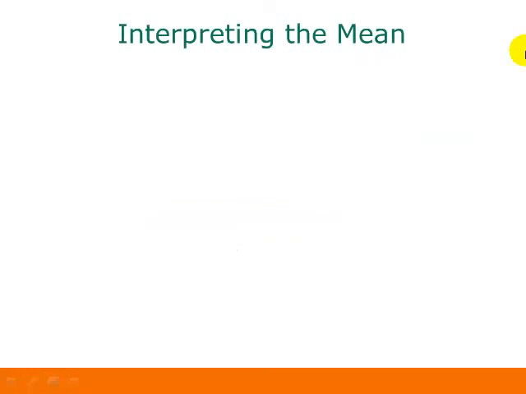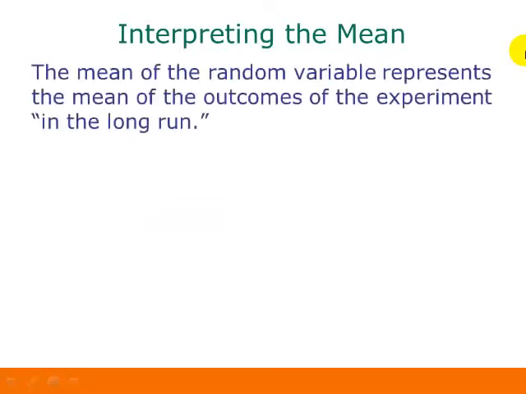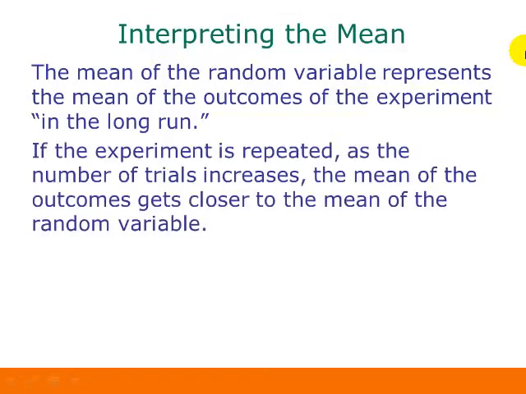Now, the big question with the mean for a probability distribution is, how do we interpret it? So the mean of a random variable represents the mean of the outcomes of the experiment in the long run. If the experiment is repeated as the number of trials increases, the mean of the actual outcomes gets closer to the mean of the random variable.